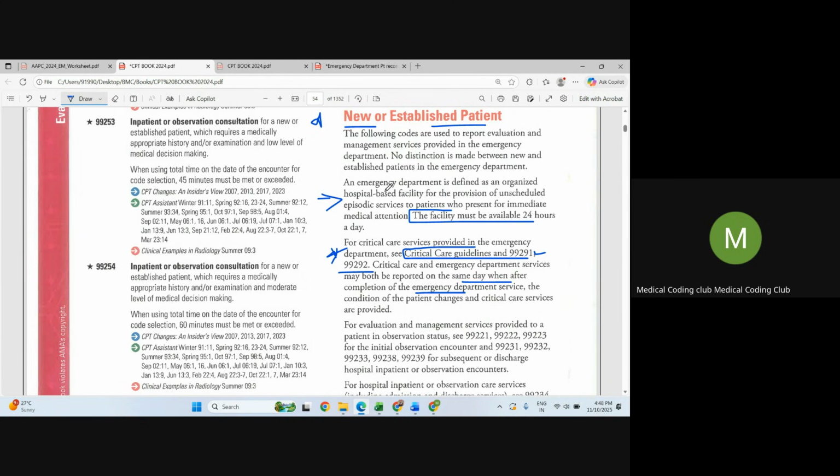Okay, so understand here, an emergency department is defined as an organized hospital-based facility for the provision of unscheduled episodic service to patients who present for immediate medical attention. So here, the appointment is not required. So if you have some emergency or if you just have some kind of problem, you can go to the emergency department, which is inside the particular hospital.